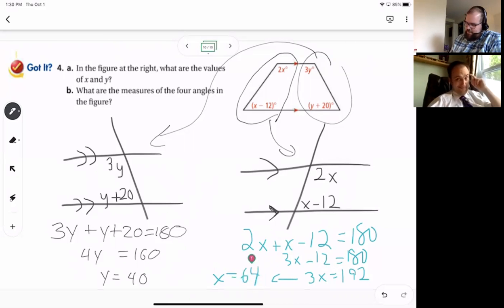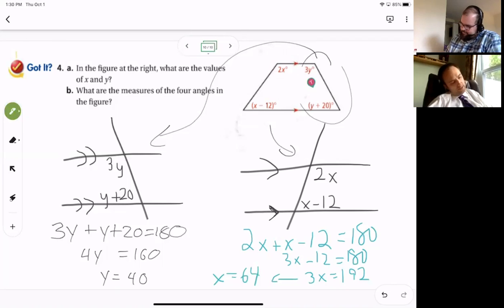Figured it out. All right, so we figured out part A for x and y. Well, there's a part B? Oh. There is. What are the measures of the four angles in the figure? How about I do the x ones this time, you do the y ones this time? Okay, can I erase the stuff you drew on the picture here?